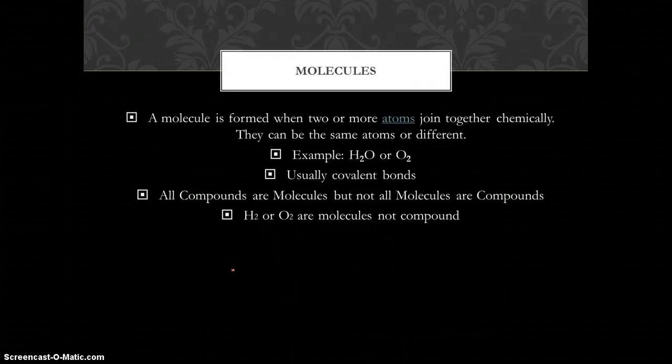Now, molecule, sometimes we'll use molecule and compound interchangeably. A molecule is formed when 2 or more atoms join together chemically, and they can be the same atoms or different. So for example, you can have a molecule of water or oxygen, and they usually are covalent bonds. All compounds are molecules, but not all molecules are compounds. So if you have a molecule of, say, hydrogen with 2 hydrogen atoms or oxygen atoms, these are molecules but not compounds.